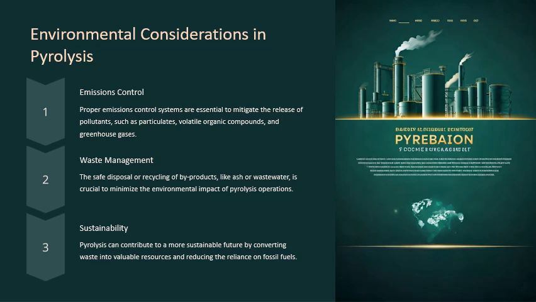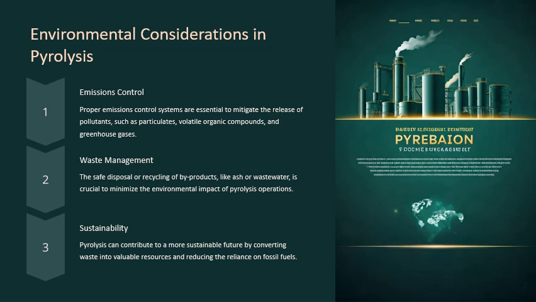So the first point is emissions control. We need to have proper emissions control systems, which are essential to mitigate the release of pollutants such as particulates, volatile organic compounds, and greenhouse gases. Greenhouse gases can cause global warming, and some of the gases can also distort the ozone layer, causing harmful infrared rays from the sun to affect our skins. That's very important. And also, some of the volatile organic compounds, if they are everywhere and they get in contact with a flame, can cause an explosion, and the particulates can also harm your respiratory system.